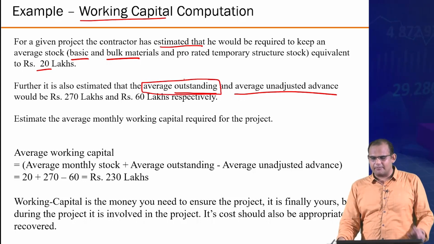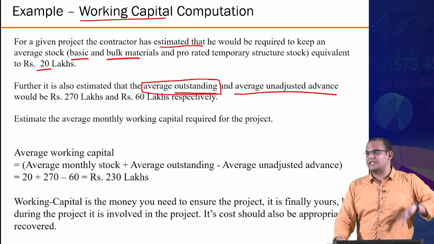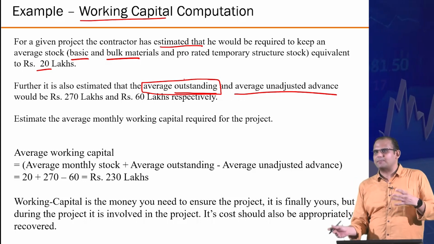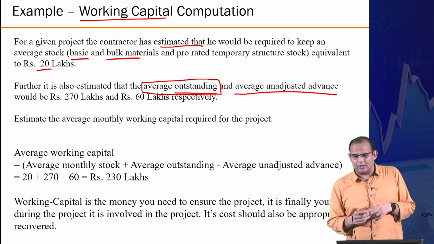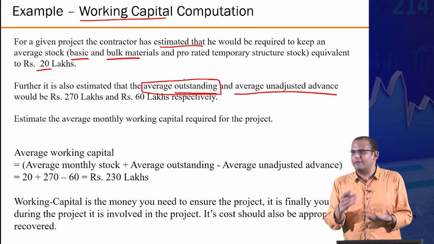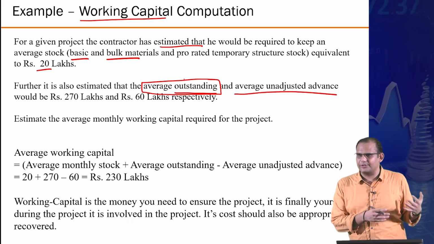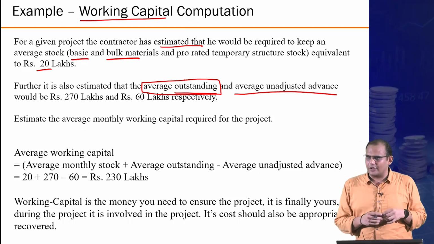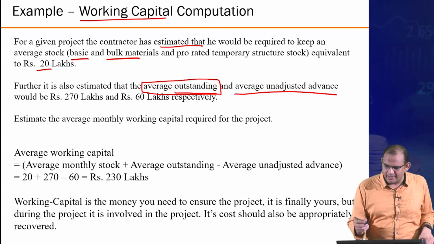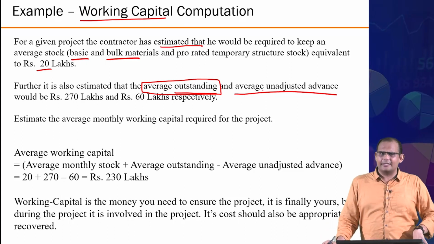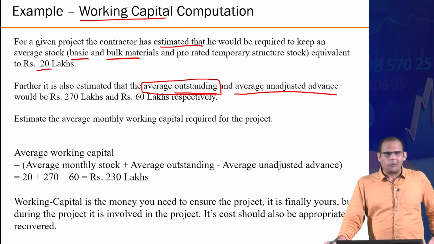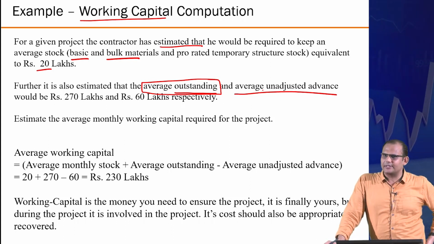Yeah, so this is the money that you should receive but have not received yet, right? Perhaps the client is yet to pay you for this, but you have done this work and therefore there is a cost associated with it, but the client has not paid you, so it's an accounts receivable. And do you know what unadjusted advance is? Have you heard this term in your contract class?